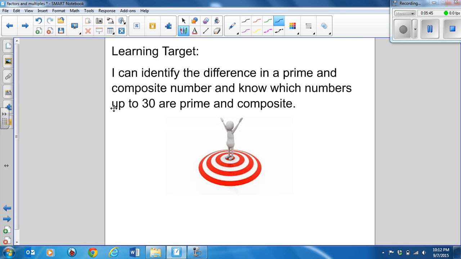So what you should be able to do at the end of this section is you should be able to say, I can identify the difference in a prime and a composite number and know which numbers up to 30 are prime and composite.